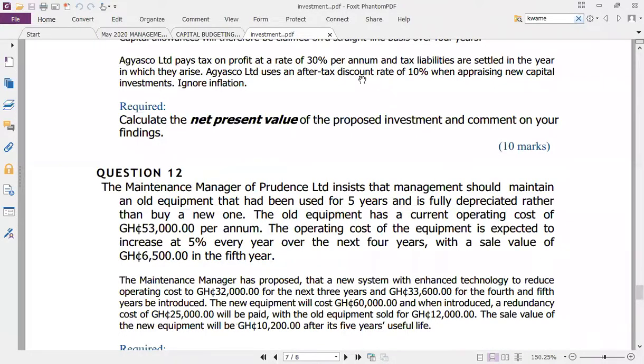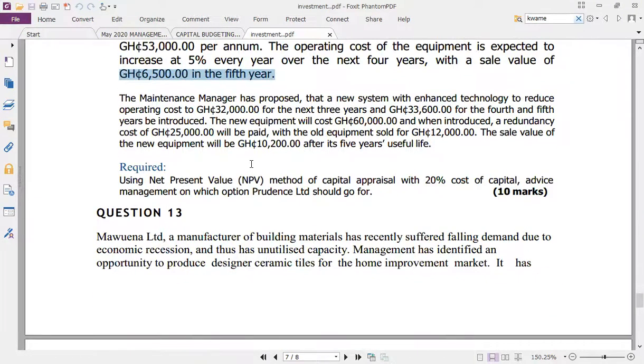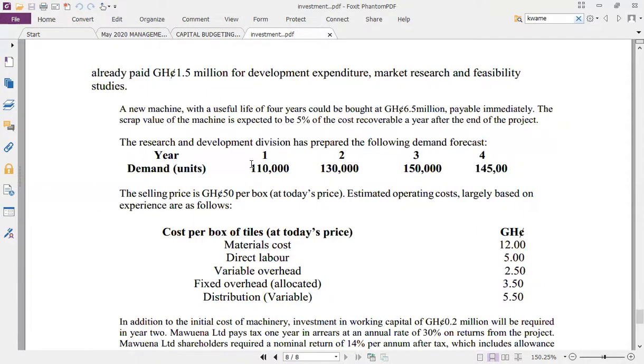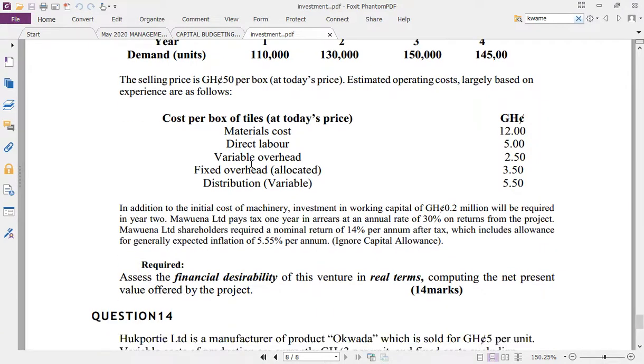This is the question I was talking about. That question is either after Mawana or before Mawana. Kindly try it. The maintenance manager of Prudence Limited. Kindly try this question for me. Then Mawana 2, I gave it out as work. I've not received the solution. I've explained everything in it, but I gave it out. Still pending. Don't worry, everything will be fine.